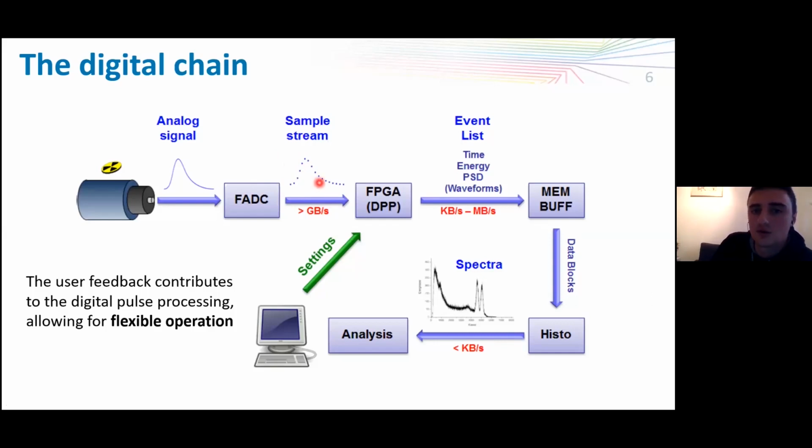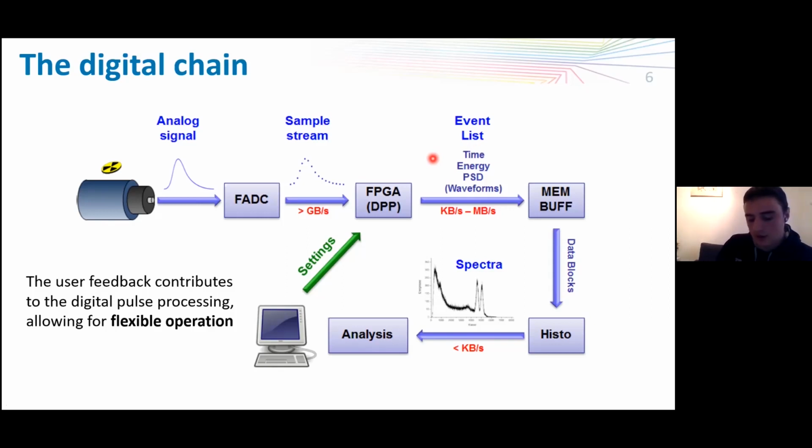And in order not to let it overflow our memory buffer, we need something that will get this amount of data down from gigabytes to something like kilobytes or megabytes. So it is the user themselves that will provide some feedback into the digital pulse processing by programming this field programmable gate array with a tailored approach that is related to the science that it needs to perform with this analog signal. In particular, of course, they will be interested in time and energy information, but they might also be interested in, for example, the pulse shape of this analog signal, as we will see later on.